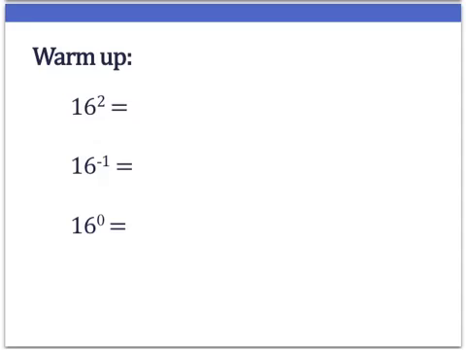16 squared, if you use a calculator, you're going to find that this is 256. And 16 to the negative 1. Now that negative does not make a negative number. It means move it. So if it's in the numerator, move it to the denominator. If it's in the denominator, move it to the numerator. And then any number, no matter how small or how large, raised to the 0 power is just 1.